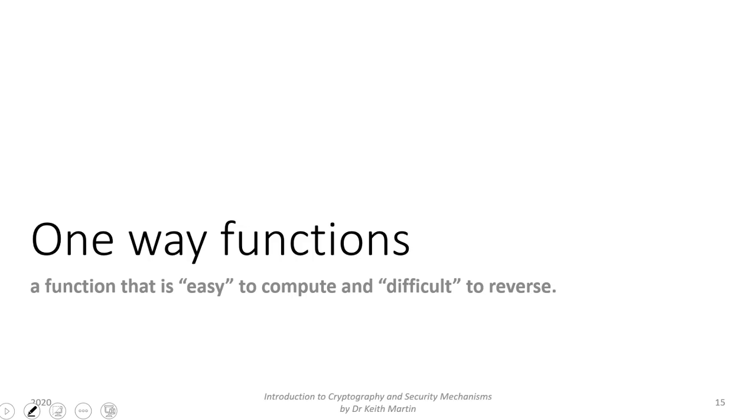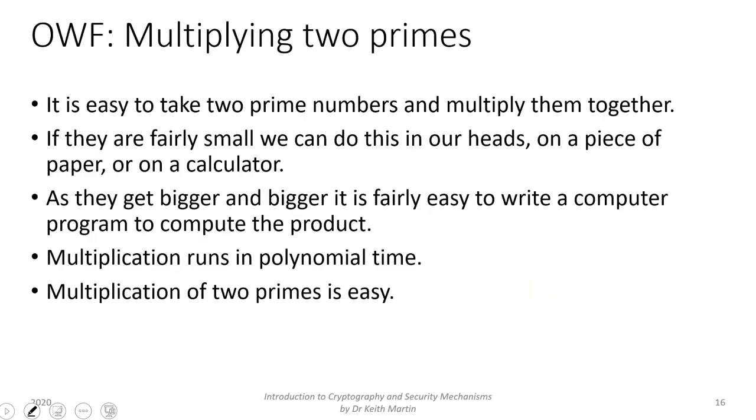Now let's look at one-way functions in a bit more detail, because these one-way functions are the underlying building blocks for these public key algorithms. So the basic idea is, it is easy to compute but difficult to reverse. One way of the computation is easy, the other way of the computation is difficult.